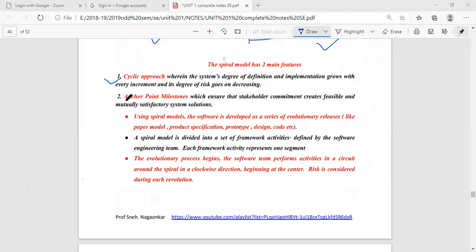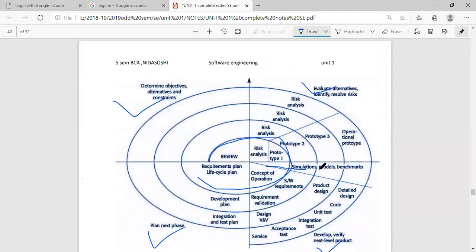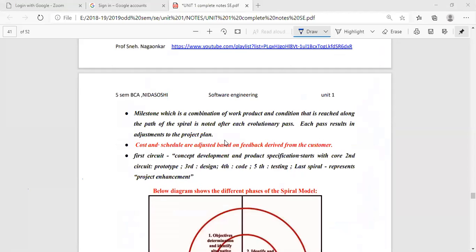Okay, so some definitions are given, like what is meant by anchor point and milestones. See here, you can see that some models, simulations, and benchmarks are generated. So that is the definition of that anchor and milestone. In examination, they may ask you to explain that. So please go through it. The definition of milestone is given here.